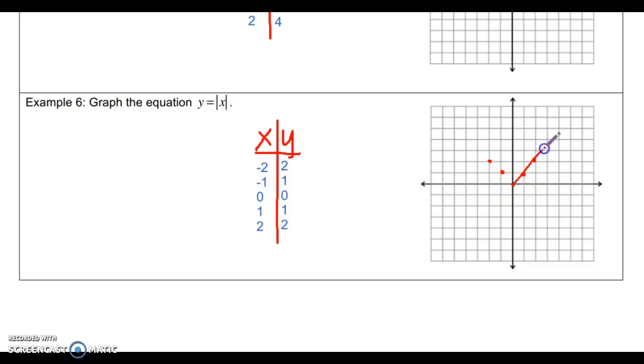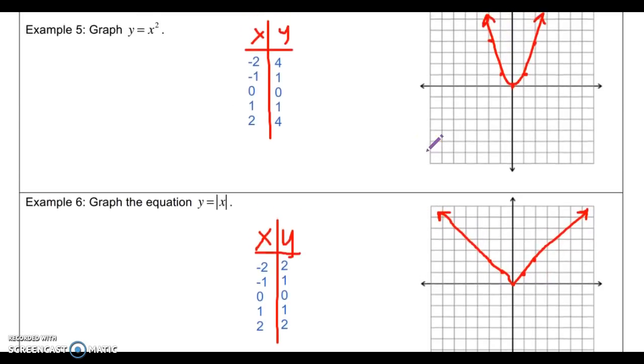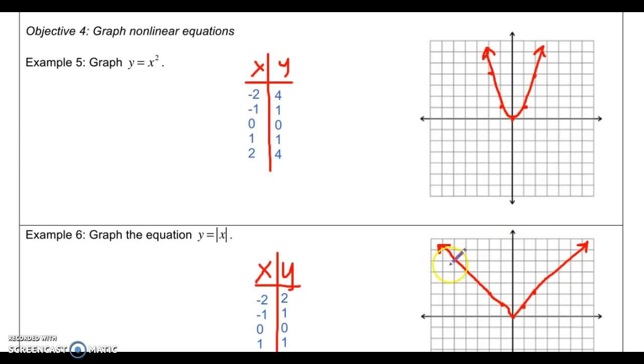And this looks like that, it's going to keep going, and that's going to keep going. Now notice the difference between these two graphs. The absolute value graph looks like a V, and the parabolic graph looks like a U. Okay, these are two important graphs that you should know the shape of.